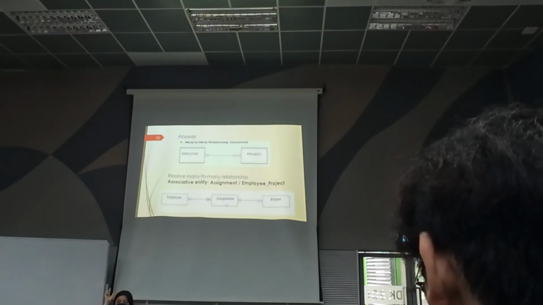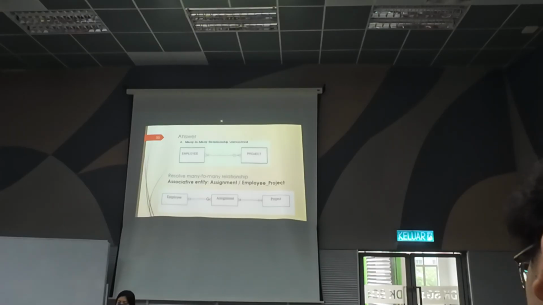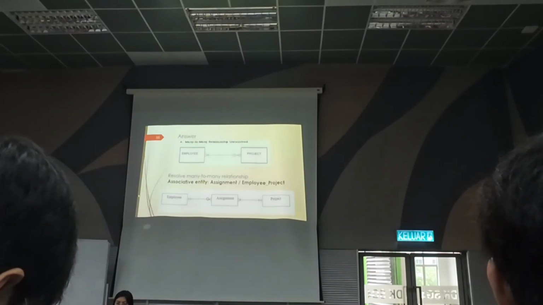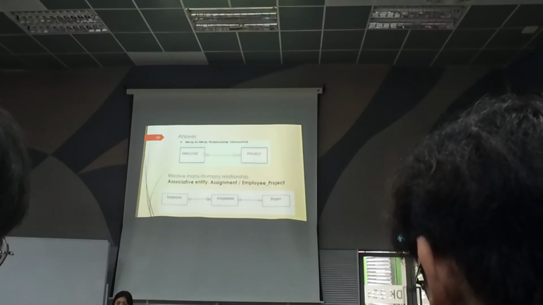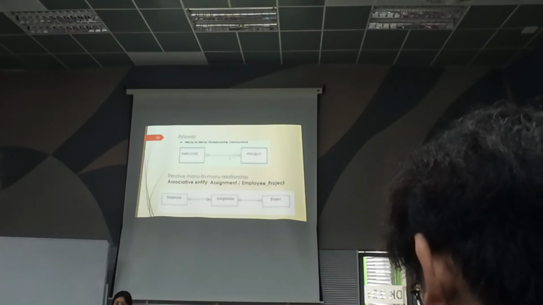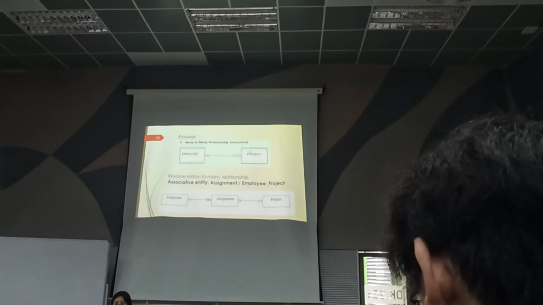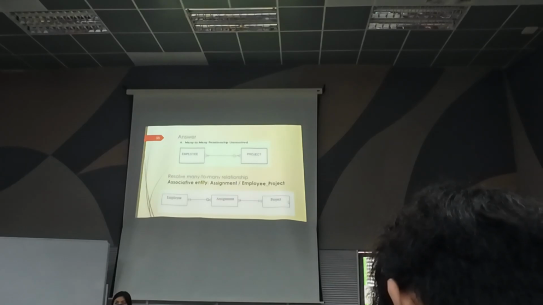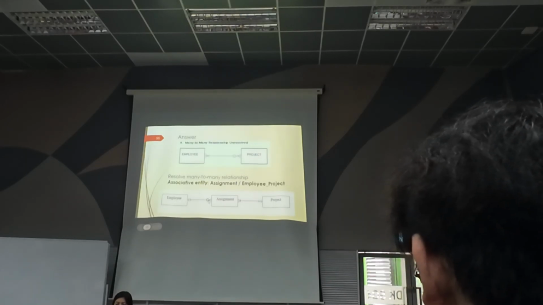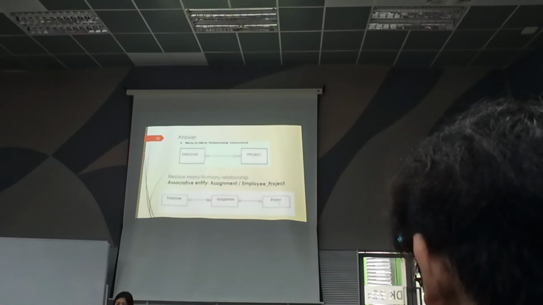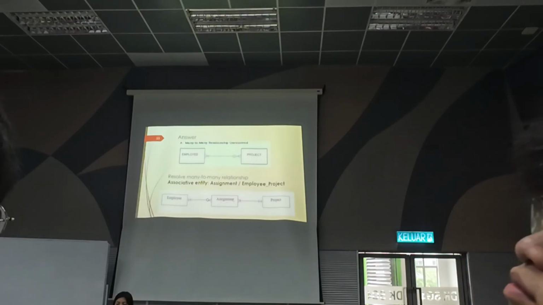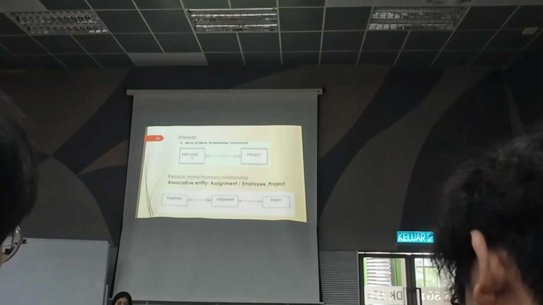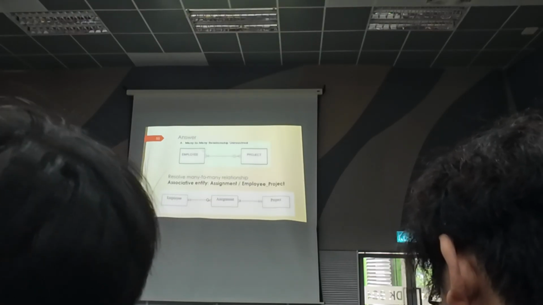Now, where to put the 0 and where to put the 1? This is important. If you put the wrong side, your answer is wrong. One employee can be assigned to 0 or many projects. From employee to project, instead of putting the cardinality next to project, you stop it at the center, the assignment here. Employee to project, now you stop at the assignment. So one employee can be assigned to many projects or 0 projects. You stop at the assignment here. Now project to employee. One project can have minimum 1 employee, maximum many employees.